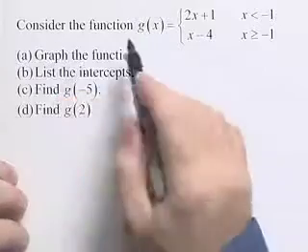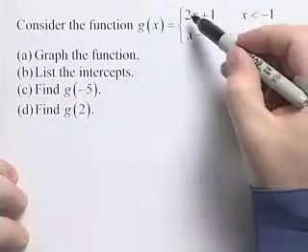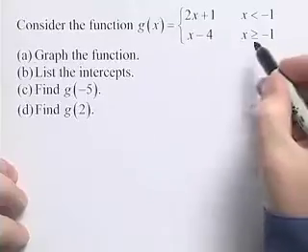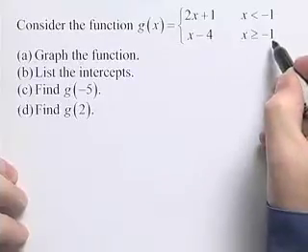For this problem, we're going to examine a piecewise defined function. Here we need to consider the function g of x equals 2x plus 1 for x less than negative 1, and x minus 4 for x greater than or equal to negative 1.